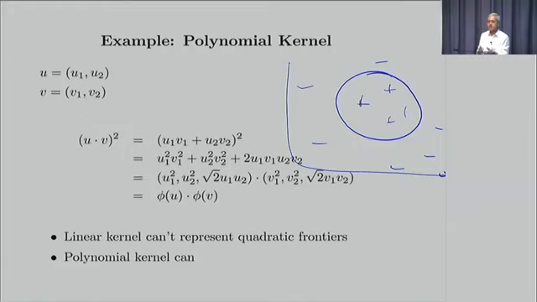Of course, this is a toy example with a quadratic boundary and a quadratic kernel, but in general, you could have an arbitrarily complex frontier, and the SVM will be able to learn it. And we will have generalization guarantees. And because it's a convex optimization, it's much easier.